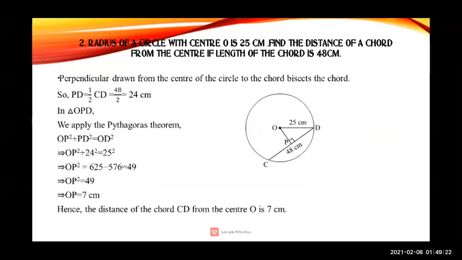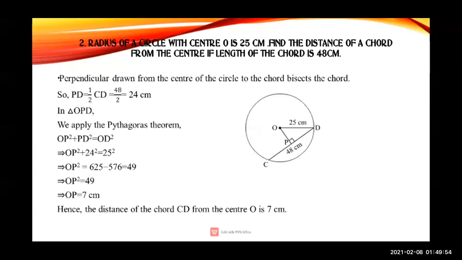Now here what do we have to apply? We have to apply the Pythagoras theorem, because we have to find out the length of OP. We got PD, and we got OD also. So we have to find out OP by applying the Pythagoras theorem. So here we will take triangle OPD.